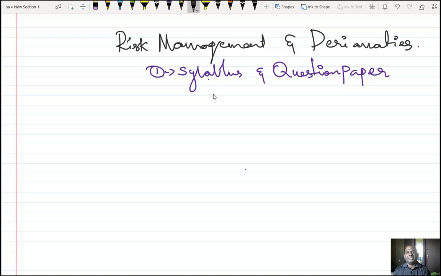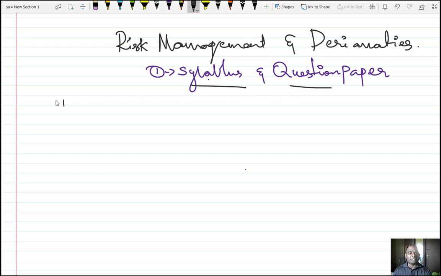Today, I'm going to teach you about risk management and derivatives. This is the paper that I will be handling for this particular semester, your fourth semester specialized paper. Before getting into the syllabus, we will understand what risk management and derivatives are. First, we will understand the syllabus part. Another one is we will understand the question paper part.